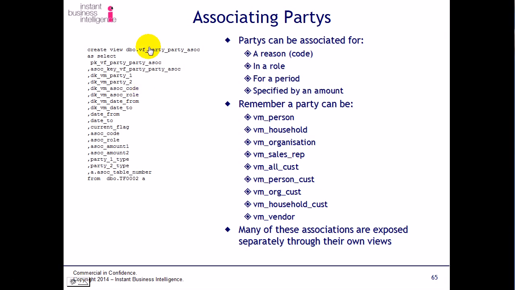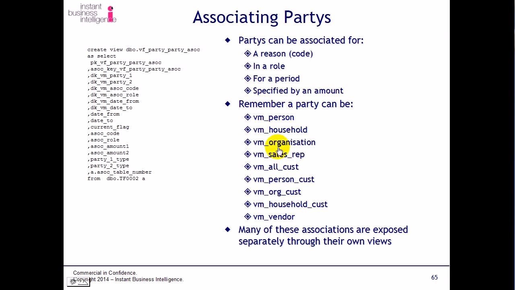Okay, so for party associations, we have to have party 1, party 2, the association code, the association role, and the date from, date to with a current flag, and then the code descriptions themselves and the amounts 1 and 2. We put 2 types of amounts on there, and the type of each party, and that gives us this ability to relate parties. And this very simple table gives us a very sophisticated set of combinations that we can then build for party-to-party relationships.